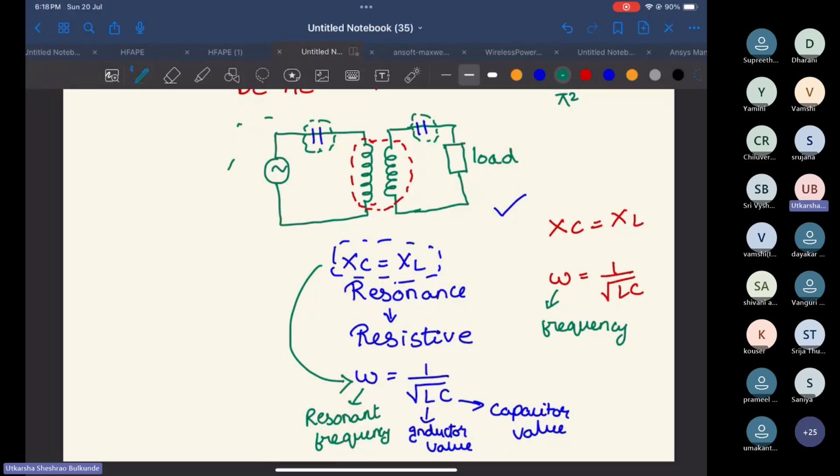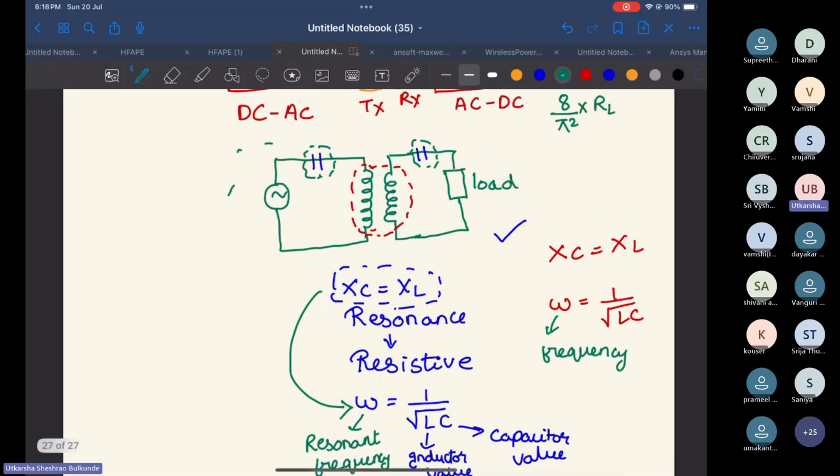Now, to get the output voltage, to see its variation or to get the output voltage at one particular point, this is the circuit that we are simulating in Ansys, right? Till now we have just seen how to make a coil and all, but now we will see how to simulate this circuit in Ansys.